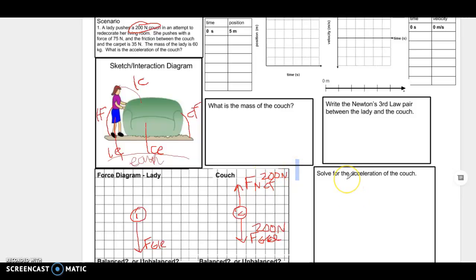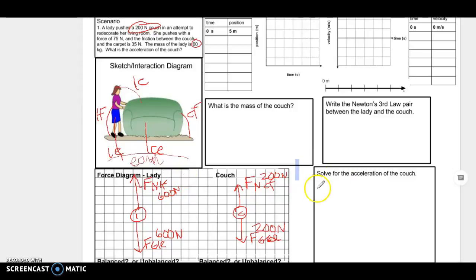All right, and then we're going to have the mass of the lady here, we see, is 60 kilograms. So if her mass is 60 kilograms, we know her weight must be 600 Newtons. And then she has to have a balancing normal force, lady floor, also of 600 Newtons. Okay, so this should all be basic stuff that you should already kind of know how to do, all right?